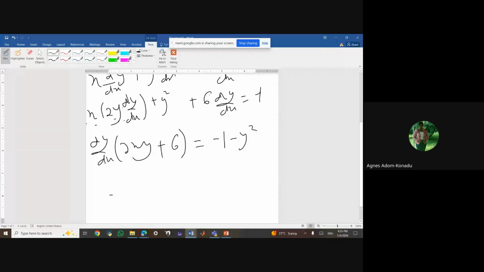So my dy over dx will be minus 1 minus y squared divided by 2xy plus 6.